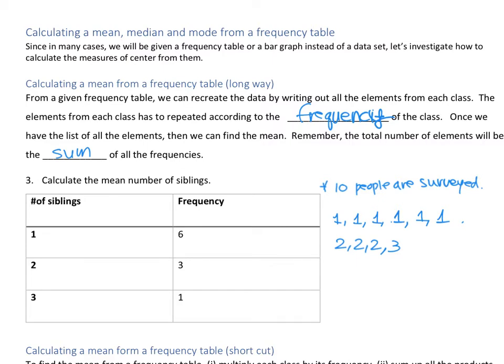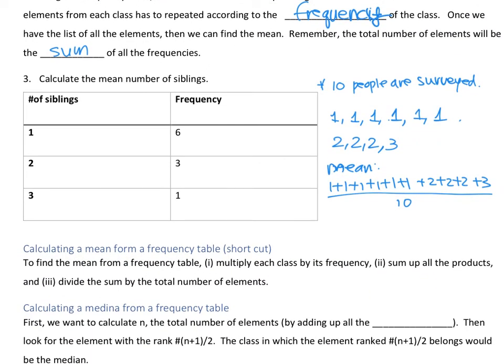How do I calculate the mean? Mean, basically I'm just going to add up all the numbers: 1 plus 1 plus 1 plus 1 plus 1 plus 1 plus 2 plus 2 plus 2 plus 3. Whatever that is, I'm going to divide that by 10, right? Okay. So what's 1 plus 1 plus 1 plus 1 plus 1? Well, isn't there a better way than going 1 plus 1 plus 1? Shouldn't I just say 1 times 6? That can work, right?